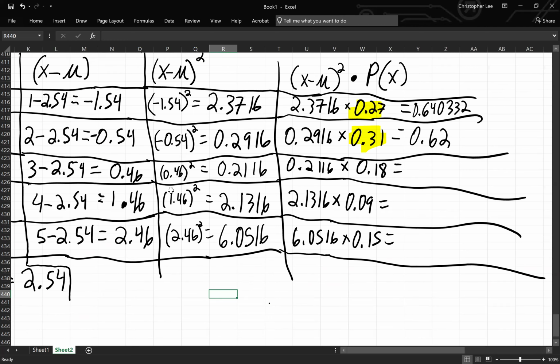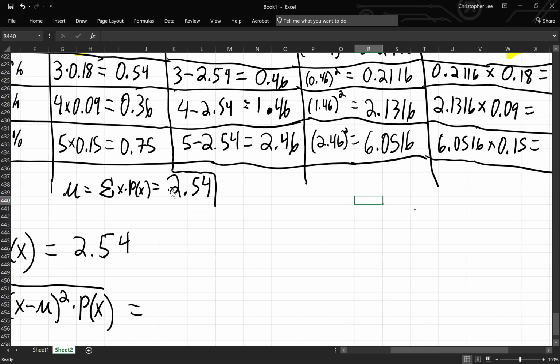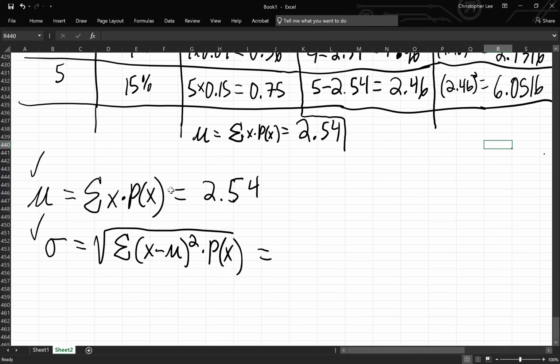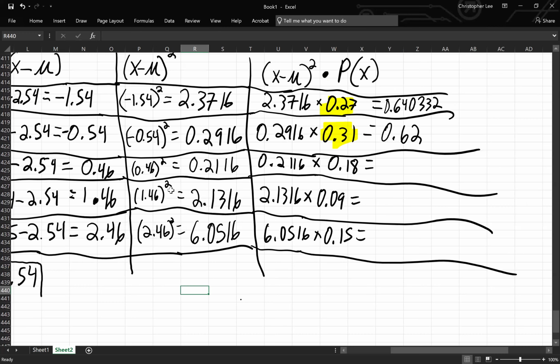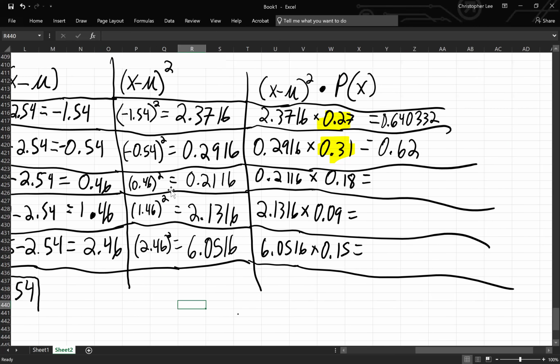Copying this part? Yeah. Remember, this is on the formula sheet too, so you don't have to worry about it not being on the test and all that. It's right there next to you. All right. So I'm just waiting for some numbers. So next one, 0.2916 times 0.31 is what?